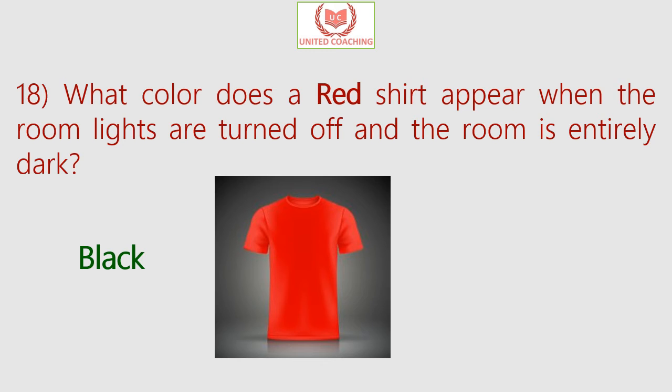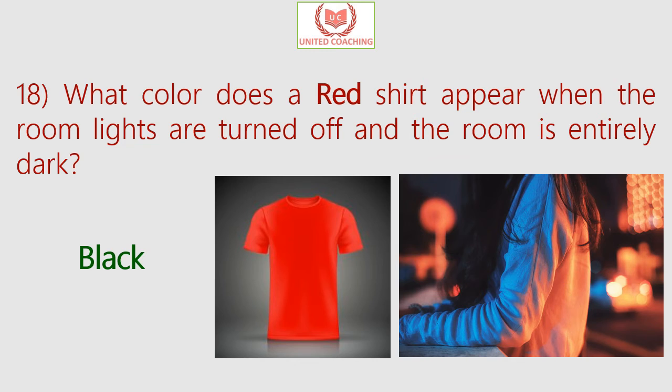When the room lights are turned off, that means there is no light, so any object present in the room will appear black, and the color appearance of any object depends upon the light which the object reflects to the observer's eye. Without any incident light, there cannot be any reflected light, so such an object will appear black. That is, in absence of light, any object will appear black.